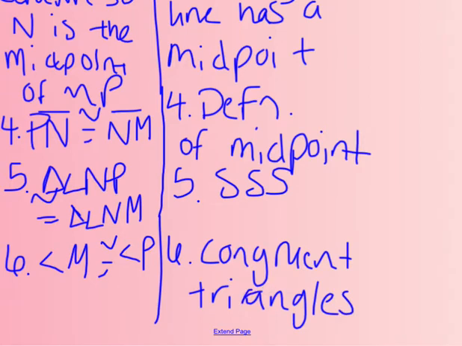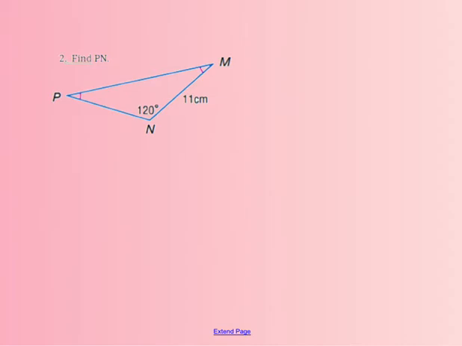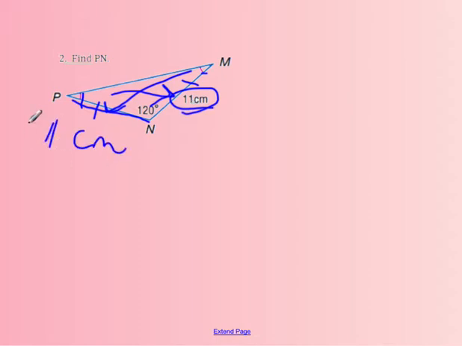Let's move on and take a look at using some of these properties. We want to find PN, so I want to find the length of this. I know that this angle and this angle are congruent, so their opposite sides have to be equivalent. So if this is 11, then PN also has to be 11 centimeters. That's all it was, just figuring out which opposite angles are congruent.